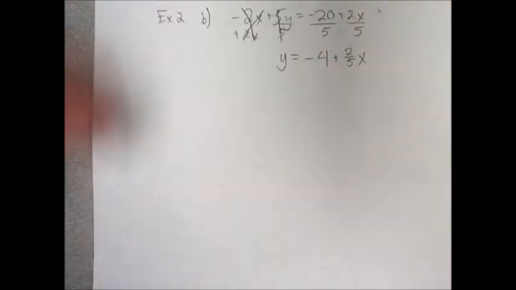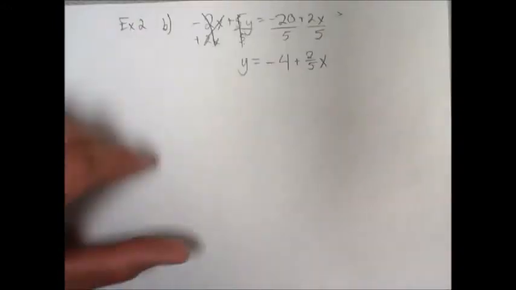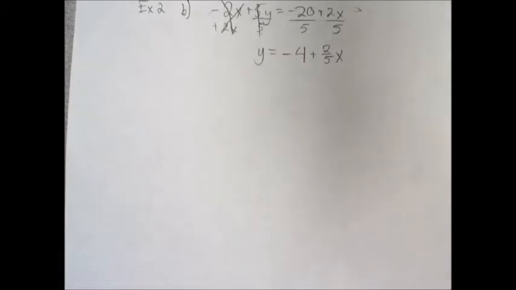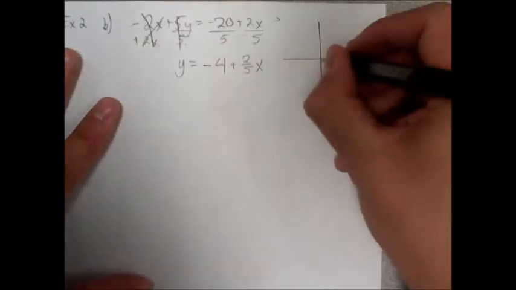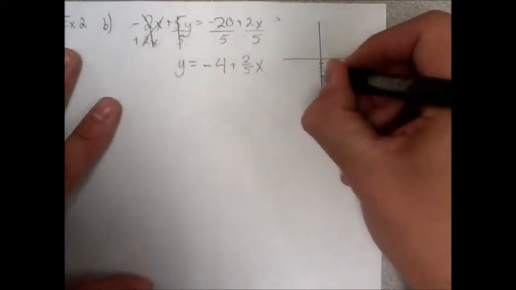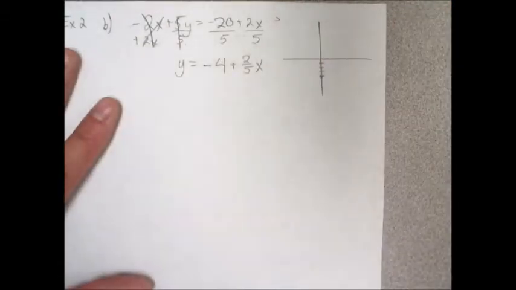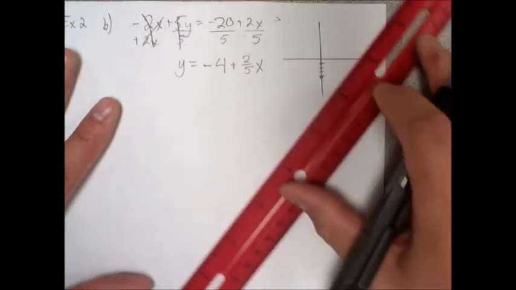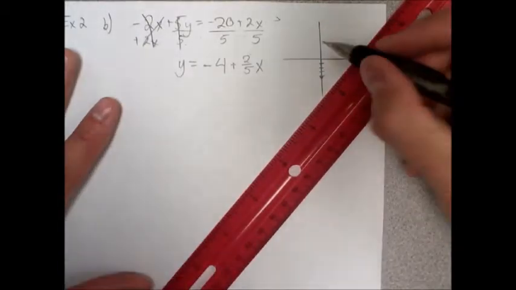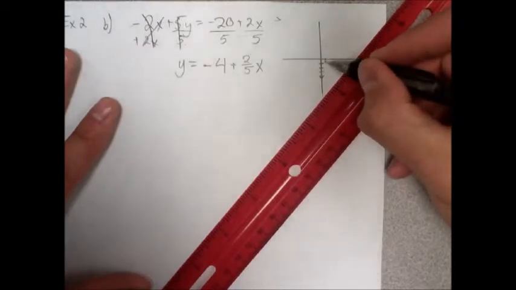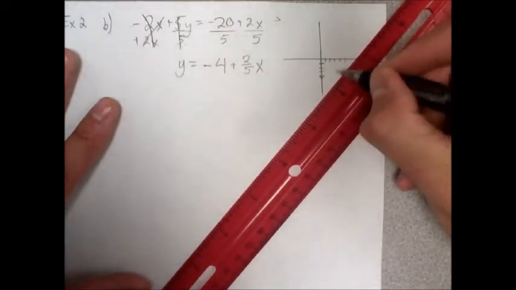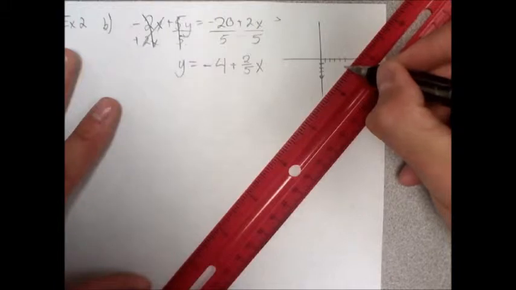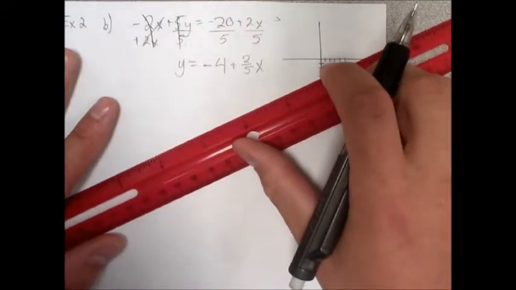So what is my slope now? 2/5. And what is my y-intercept? -4. So I can graph that rather easily. I go 1, 2, 3, 4 down my y-axis. I graph that point. And then my 2/5 is positive, so I need to make sure that I'm graphing something that goes up. So I'm going to count 1, 2, and then over 1, 2, 3, 4, 5. Put my second point, and then just connect it.